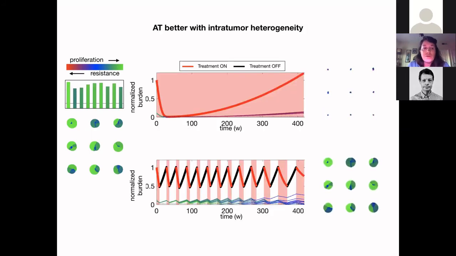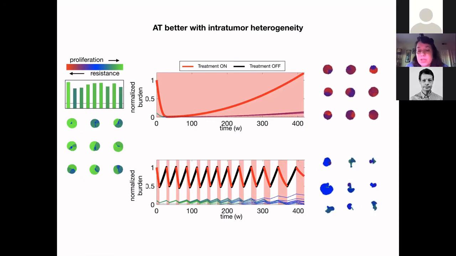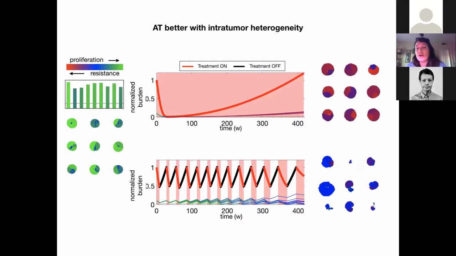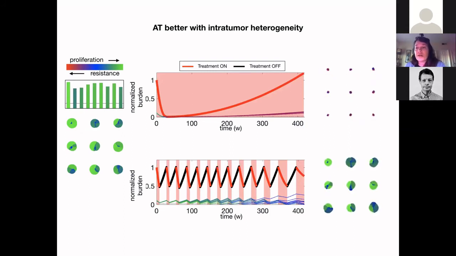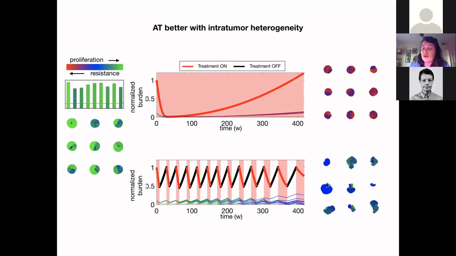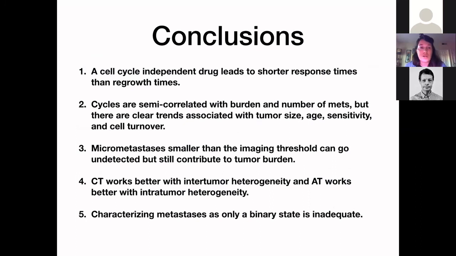But what does work is when they are in direct competition, and so you can take this initial condition of intratumor heterogeneity amongst the mets, and treat these with either continuous or adaptive therapy. And you can see that you do continuously select for these really resistant cells with continuous therapy, while you have some competition along the way that slows that down with adaptive therapy. And so just to conclude, this cell cycle independent drug leads to these shorter response times than regrowth times that you don't see if the drug is acting through mitosis.